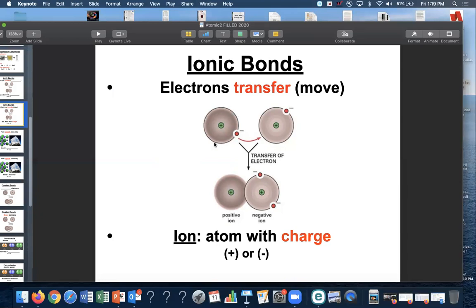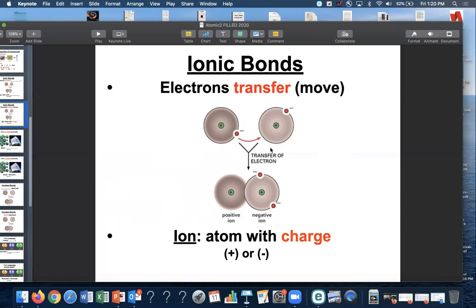But in this example, we have two atoms that each have one electron. Since this is the first energy shell, they both want two in that first energy shell. So this atom gives an electron to this other atom, which creates an ion.